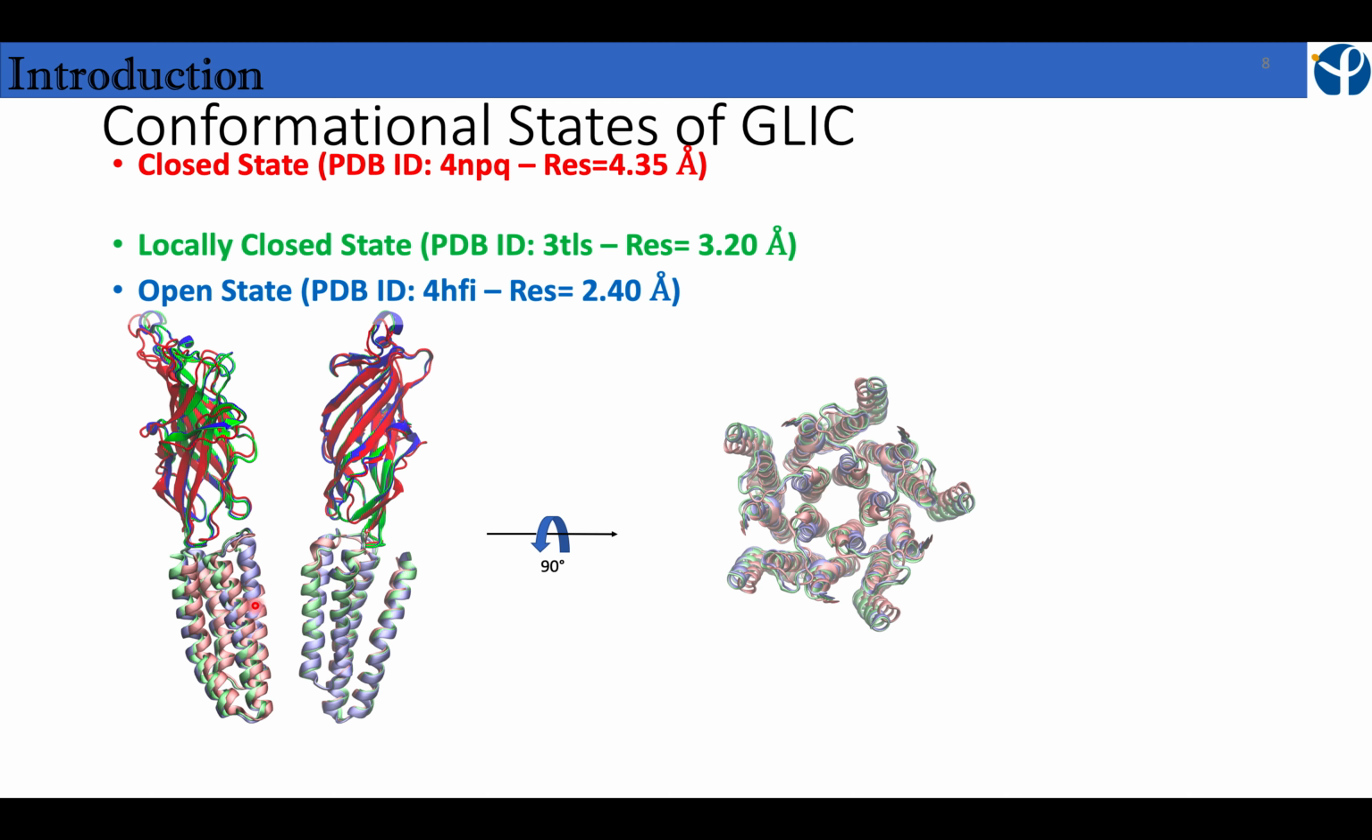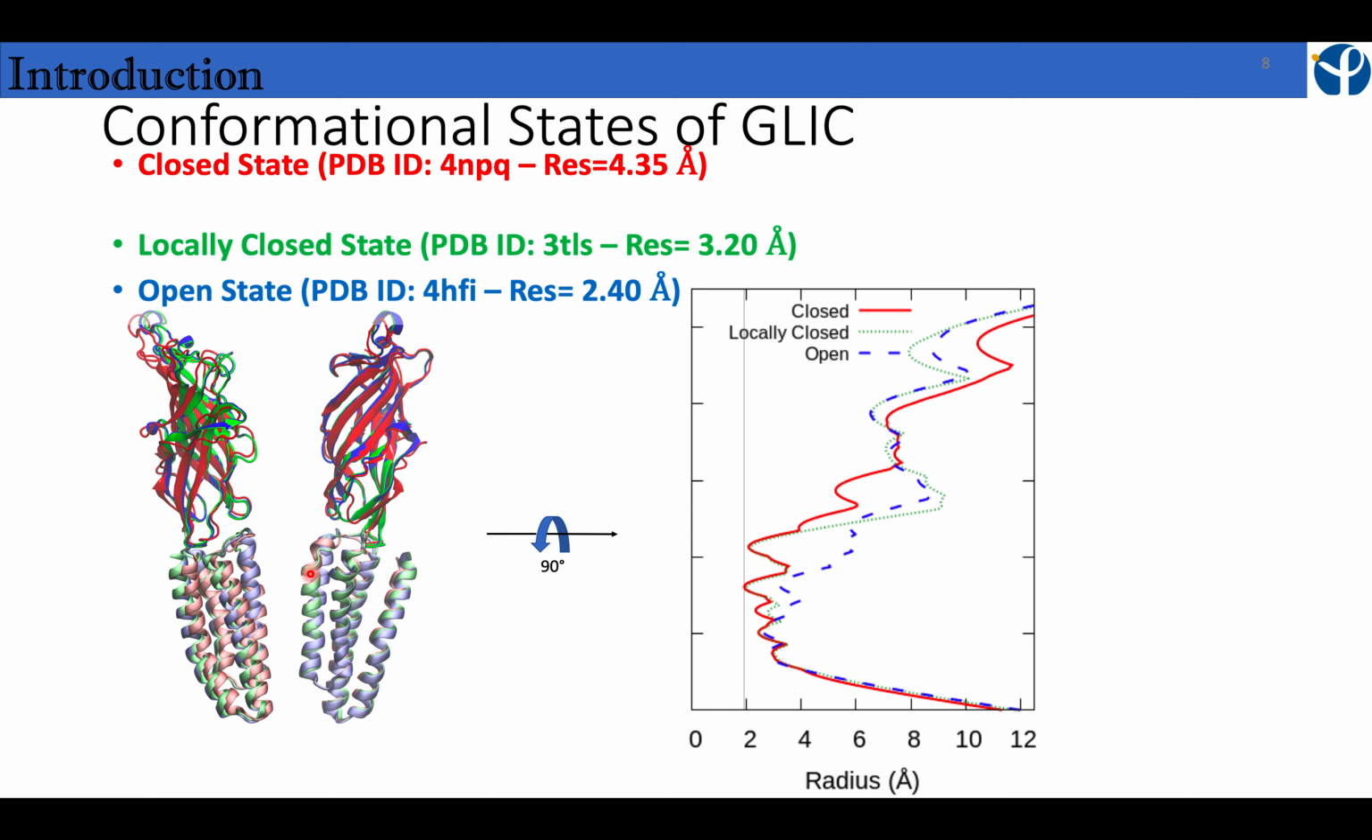Now you can see this much more clearly if you select just two subunits. As you can see, in the locally closed and closed states, the top part of M2 in particular is very different. As you may also have noticed, the resolution of the closed state is quite low compared to the others, and we refined this structure.